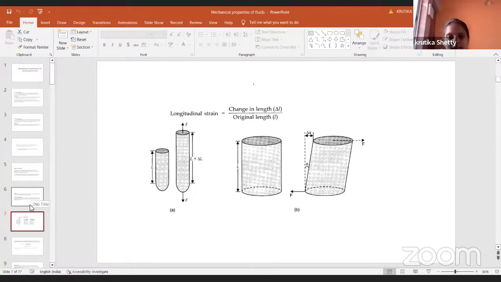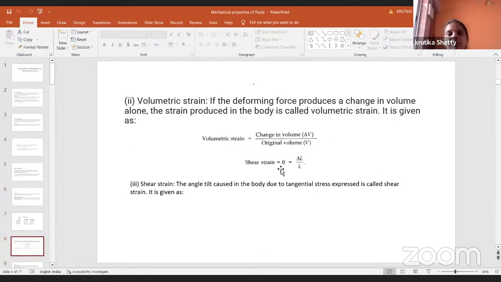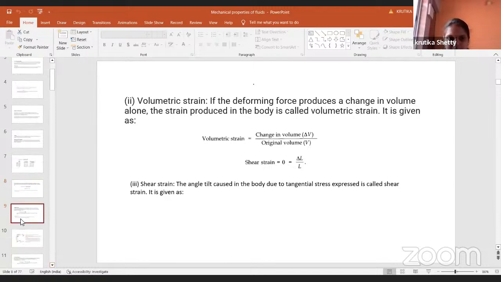I hope it is clear to you and it is audible clearly. So shear strain is mainly based on the angle. Yes. Then the last concept of this lesson is Hooke's law.